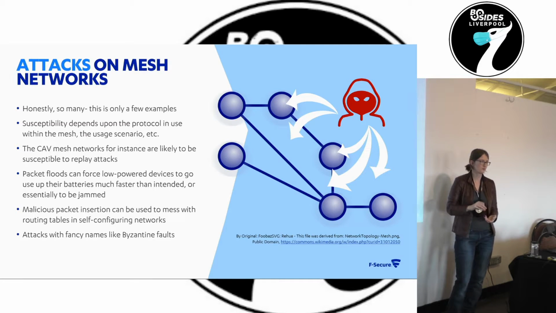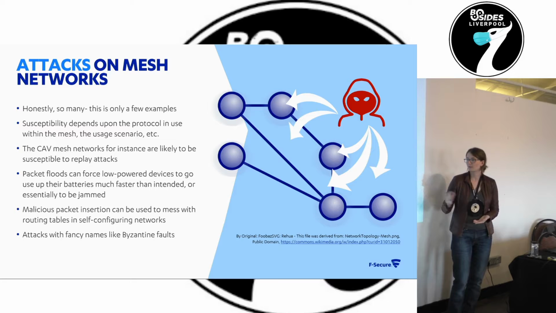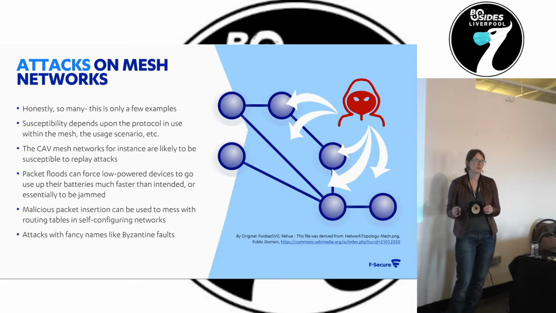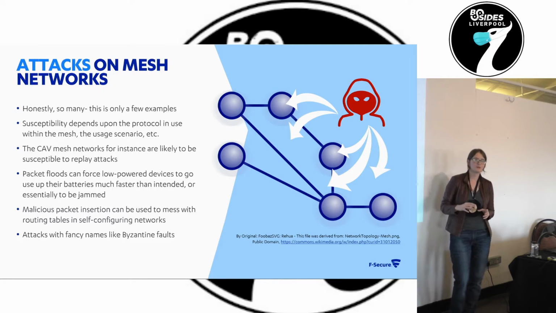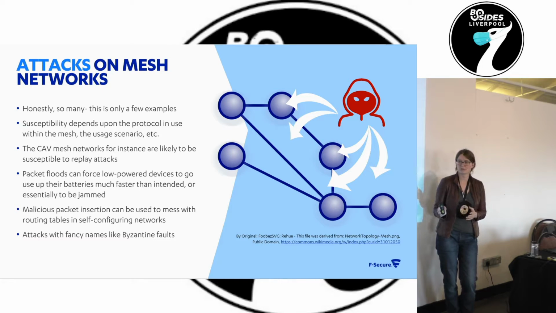You can force them to route through nodes which have very poor connection strength or a high rate of data loss. You also get attacks with fancy names like Byzantine faults, which is where no node in the mesh network can actually tell where the issue is. It just knows there's an issue. So node A might think that node B is having connection issues and route around it, but node B thinks that node C is the issue, node C thinks that node D is the issue, etc. Because no node is obviously the one causing the issues, it's really hard to route around them.